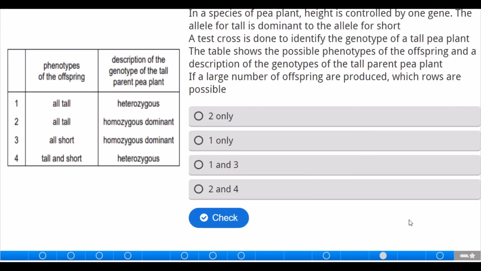In a species of pea plant, height is controlled by one gene. The allele for tall is dominant to the allele for short. A test cross is done to identify the genotype of a tall pea plant. The table shows the possible phenotypes of the offspring and a description of the genotypes of the tall parent pea plant. If a large number of offspring are produced, which rows are possible? All tall, homozygous dominant; tall and short, homozygous dominant. 2 and 4.